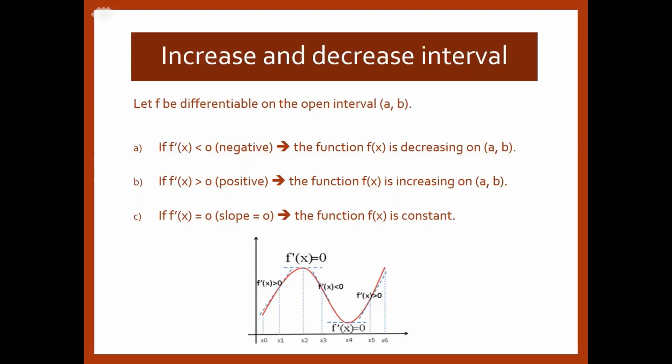Let f be differentiable on the open interval (a, b). If f prime is less than 0, or equal to a negative value, the function f is decreasing on the given interval. If f prime is greater than 0, or a positive value, the function f is increasing on the given interval. And if f prime is equal to 0, the function f is said to be constant.